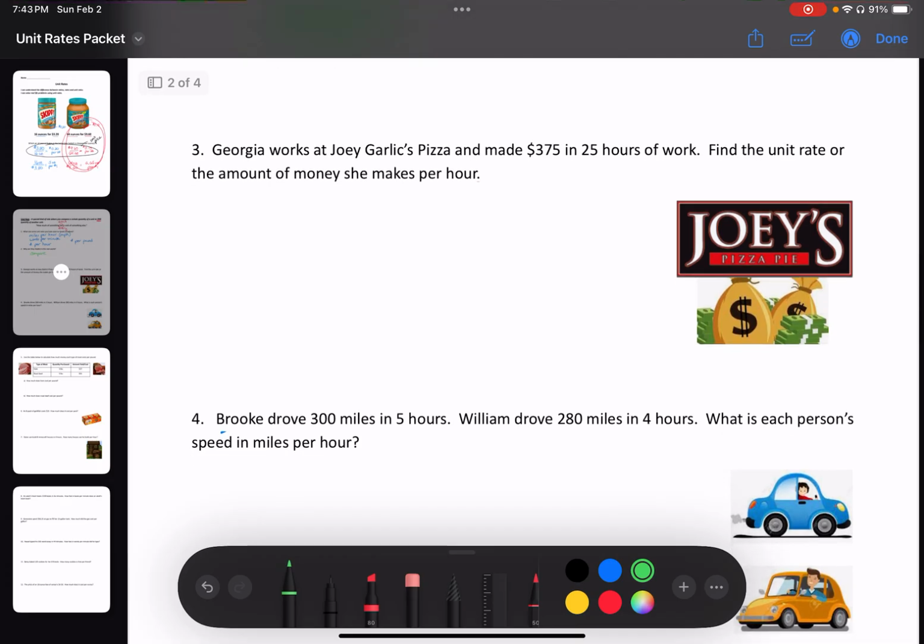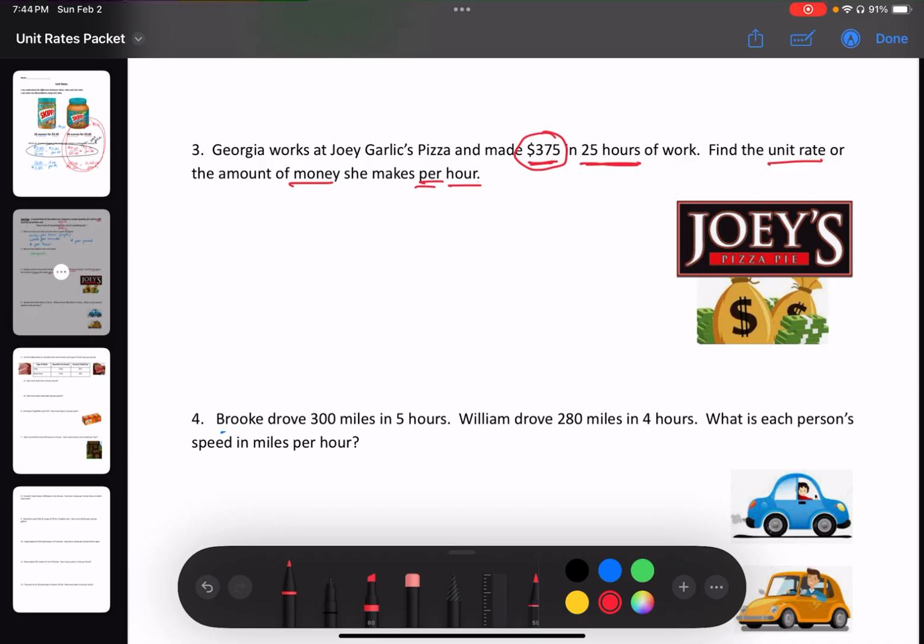Georgia works at Joey Garlic's Pizza and made $375 in 25 hours of work. Find the unit rate, or the amount of money she makes per hour. The order of the words will help you determine what order to divide the numbers in. Again, she worked for 25 hours and made $375.